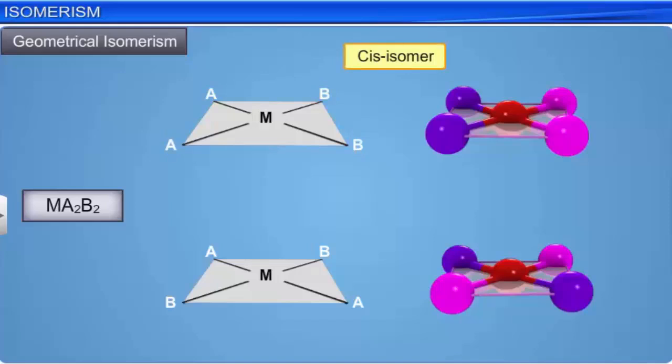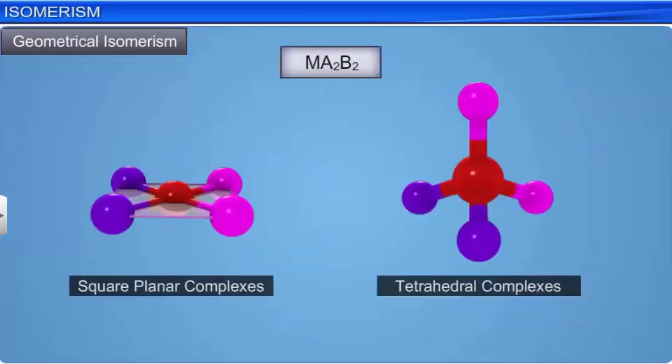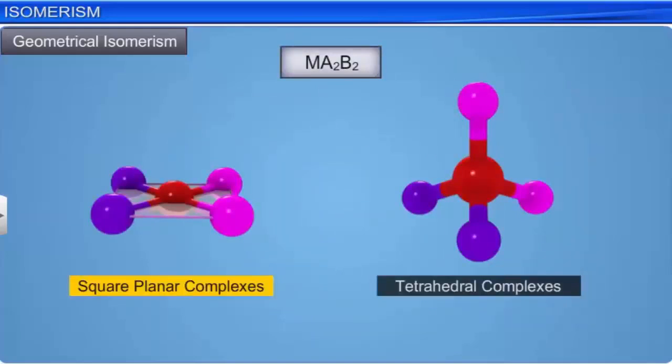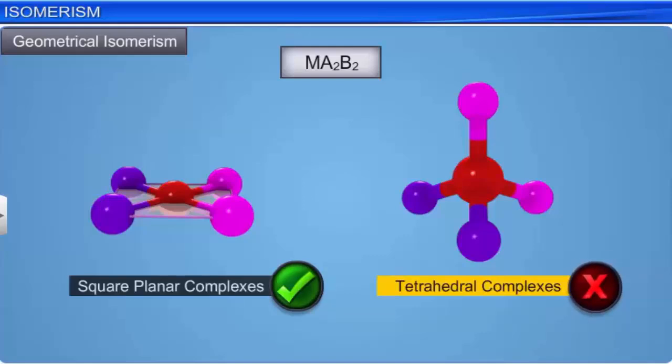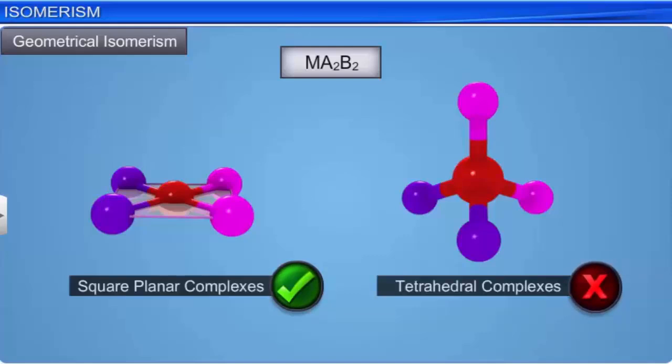It is important to note that only square planar complexes show the phenomenon of geometrical isomerism, and not tetrahedral complexes. This is because the relative positions of the unidentate ligands attached to the central metal atom in the tetrahedral geometry are the same with respect to each other.